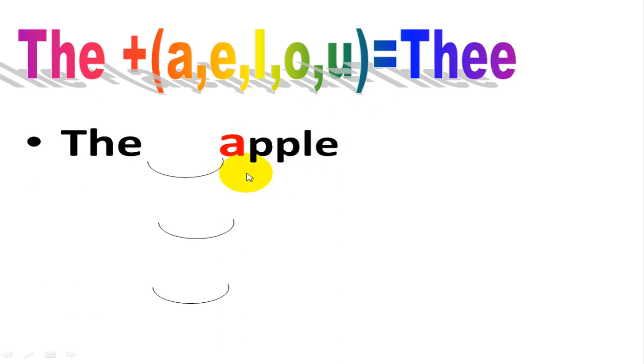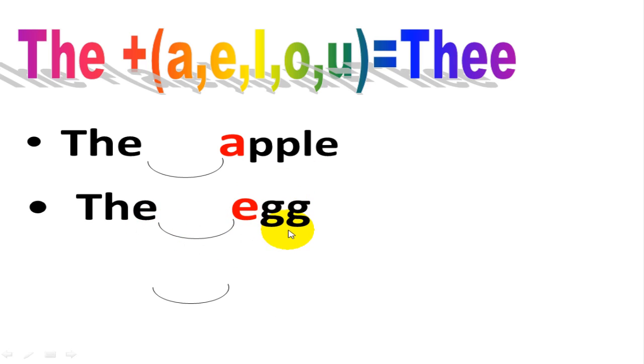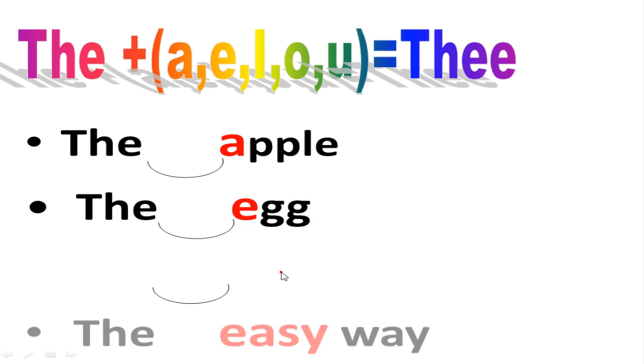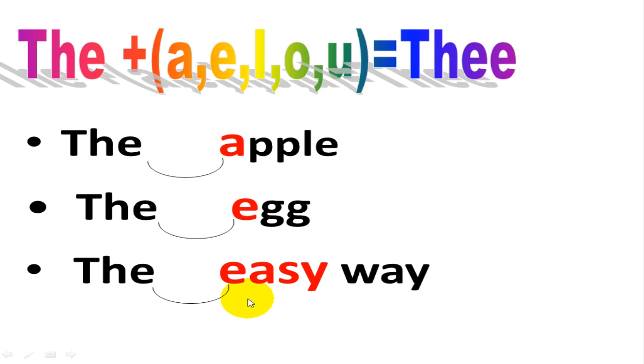A-E-I-O-U, the. I have your vowel, A. The apple, the apple. The egg, the egg. The easy way, the easy way.